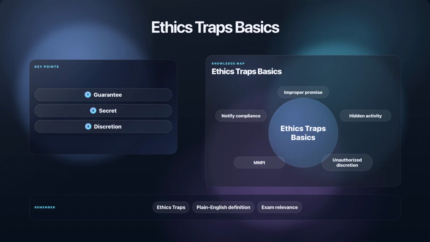The main idea is simple. Certain words are immediate ethical warning signs in SIE questions. Your goal is not to memorize isolated words. Your goal is to understand how the concept works inside the securities industry.